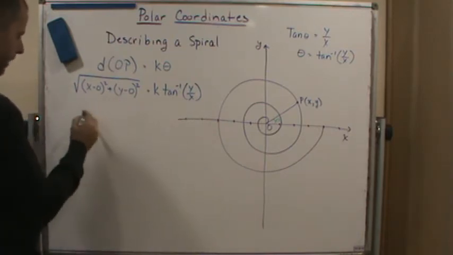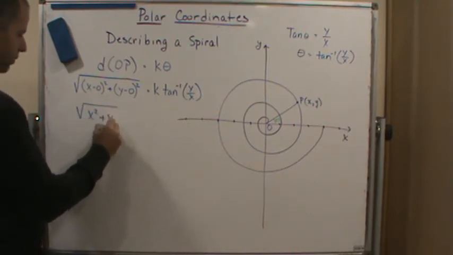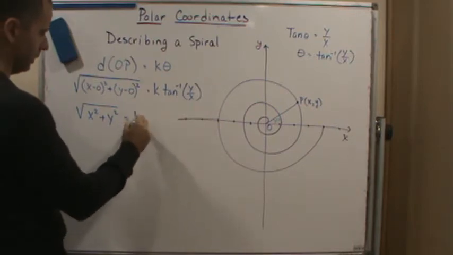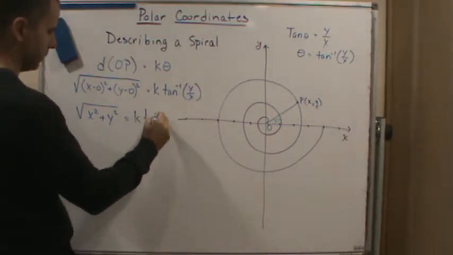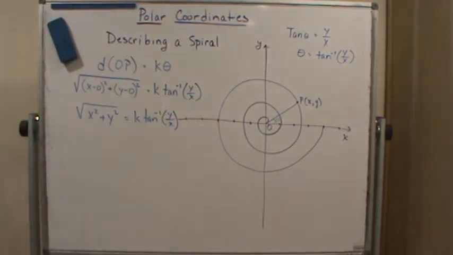So now let's simplify this. We get the square root of x squared plus y squared equals k times the inverse tangent of y over x. So now, what do we do with this? How are we going to do this? Well, we've got the square root of x squared plus y squared.